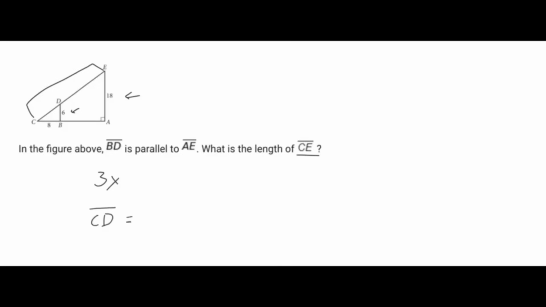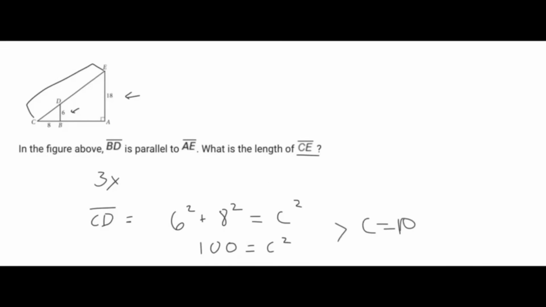So CD, well, we just use the Pythagorean theorem. So we'll just say 6 squared plus 8 squared equals C squared. So we get 36 plus 64 is 100. And therefore, C squared is 100, and if we take the square root of both sides, we ultimately get C equals 10.